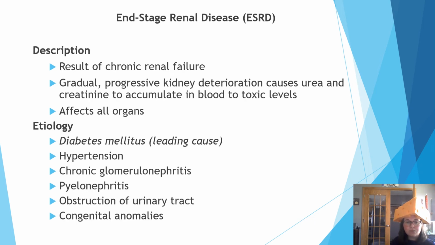ESRD, end-stage renal disease. This is the result of chronic renal failure, and the gradual progressive kidney deterioration causes urea and creatinine to accumulate in the blood to a toxic level. This disease affects all organs. The leading cause of end-stage renal disease is diabetes mellitus. But hypertension, chronic glomerulonephritis, pyelonephritis, obstructions in the urinary tract, and congenital anomalies contribute to ESRD etiology.